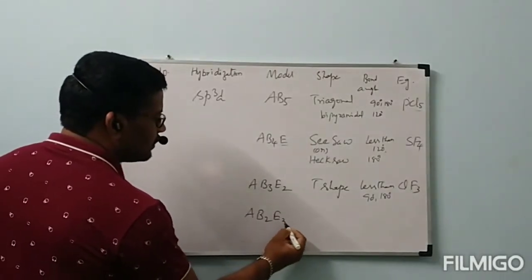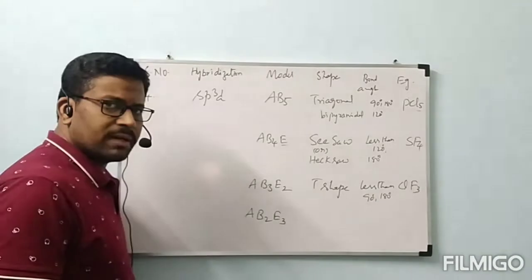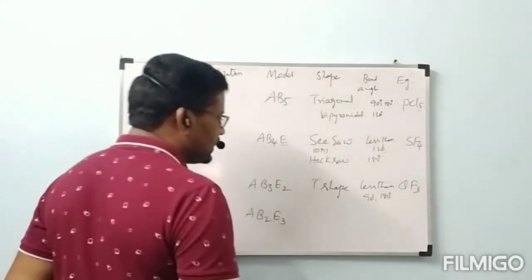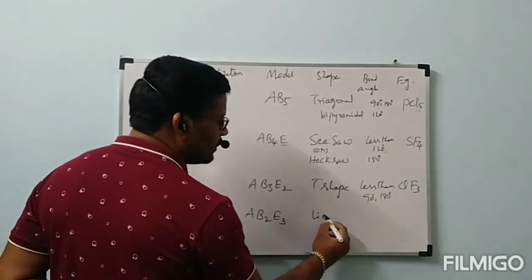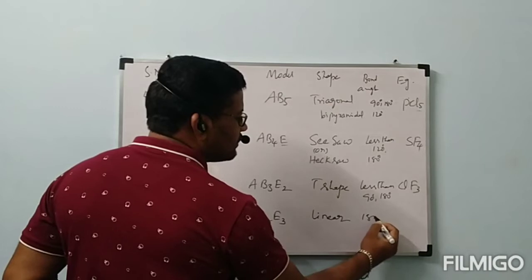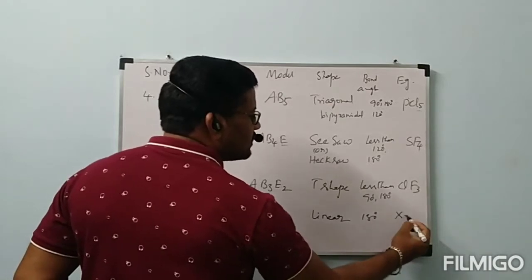AB2E3 means 2 bond pairs, 3 lone pairs. 2 bond pairs, 3 lone pairs, shape linear. Linear, bond angle 180 degrees. Example XeF2.